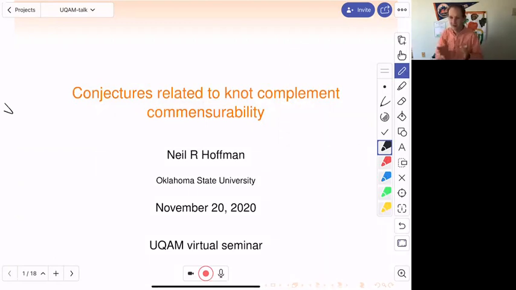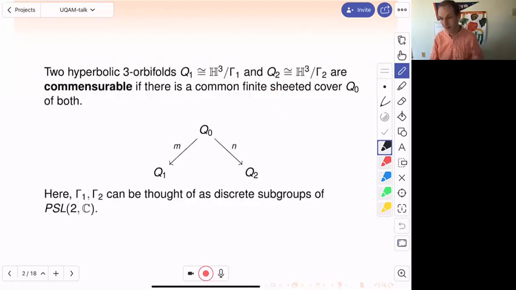And then in the second half of the talk, the conjectures will be more focused on this exact set of problems. So the first part is really seeing how it interacts with other fields and questions, and the second part is to focus on some of these conjectures that are more specifically related to commensurability. Okay, so I wanted to start out by defining what commensurable manifolds and orbifolds are.